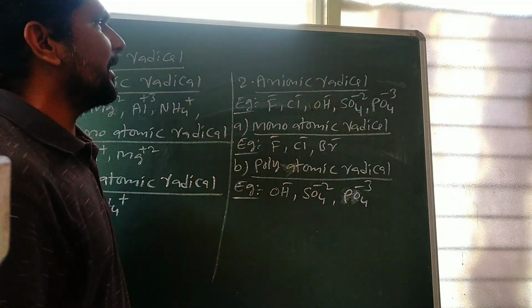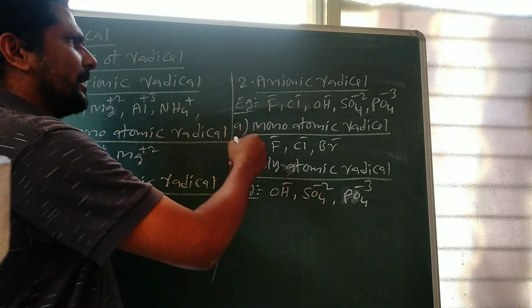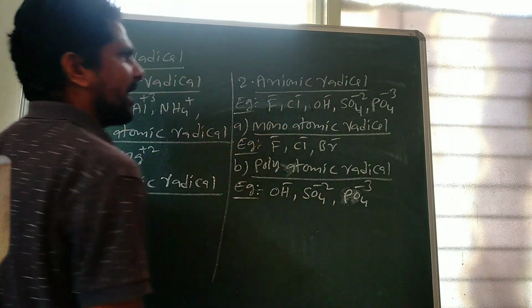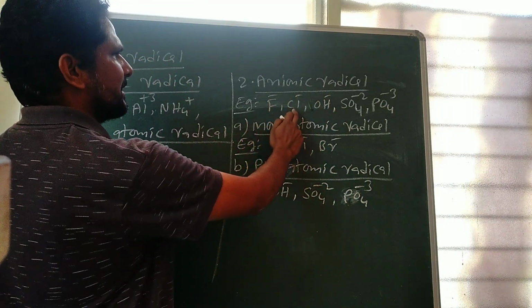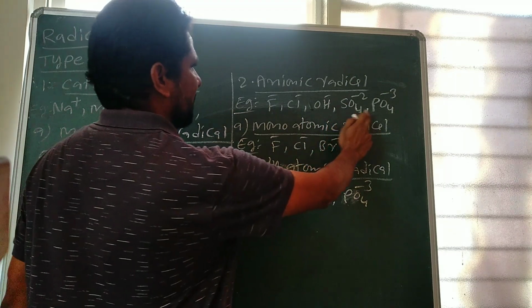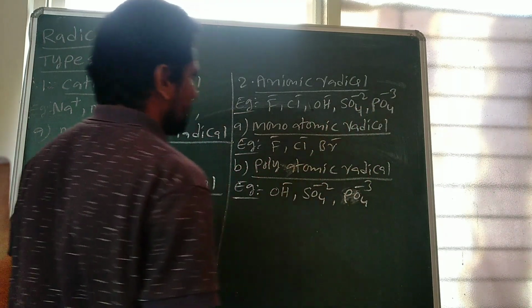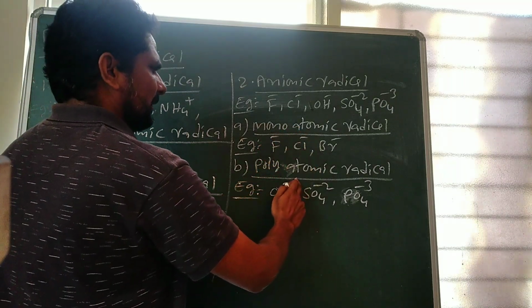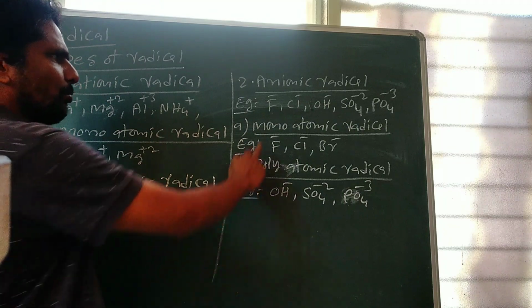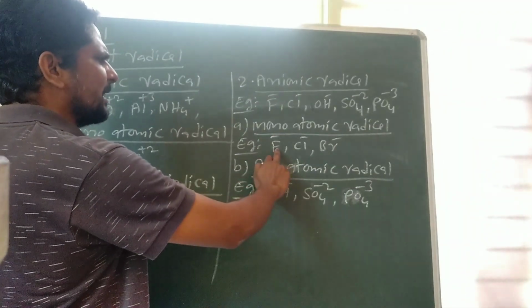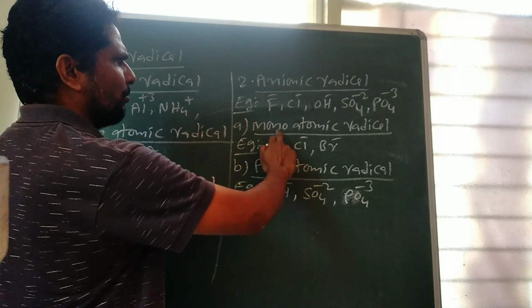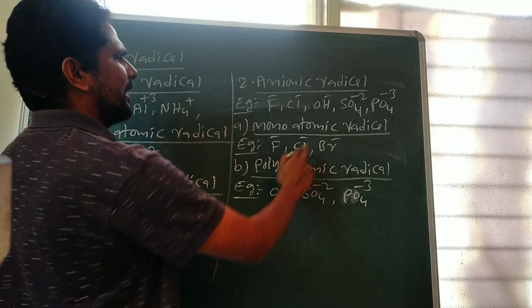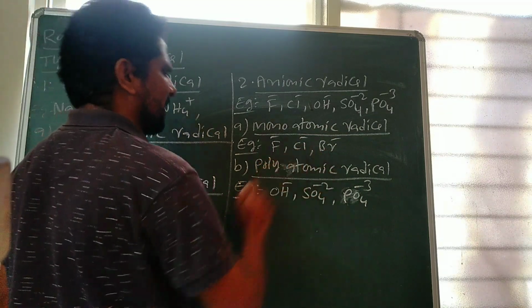Second type, anionic radical. The anionic radical is one formed by gaining electrons to get a negative charge. Examples for anionic radicals: F-, Cl-, OH-, SO4 2-, PO4 3-. Anionic radicals are also further of two types: monoatomic radical and polyatomic radical. Monoatomic means a single atom is present in the anion, called a monoatomic anionic radical. Examples are F-, Cl-, Br-.